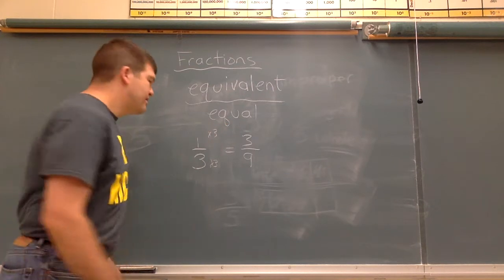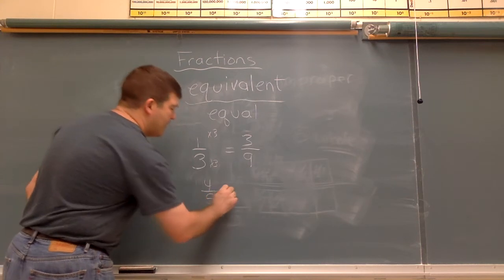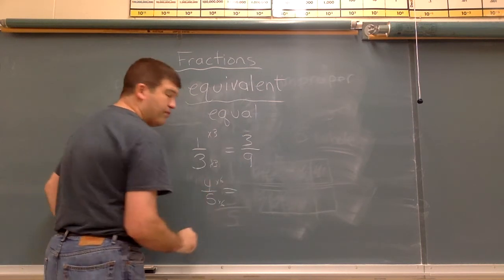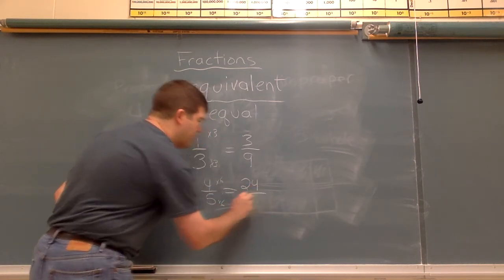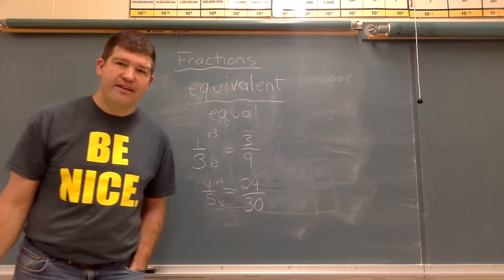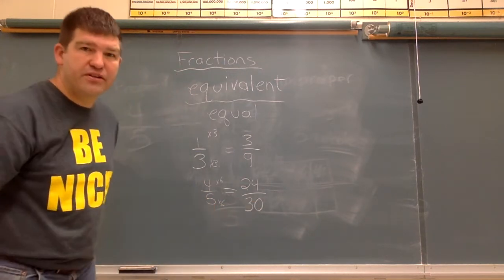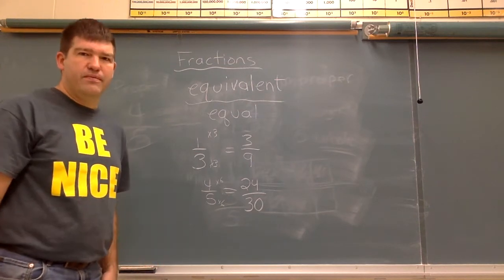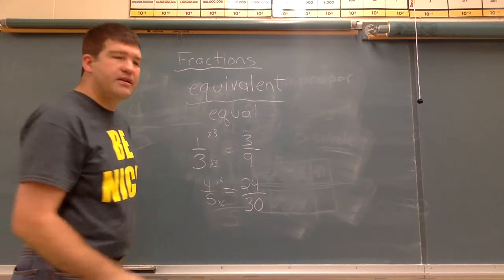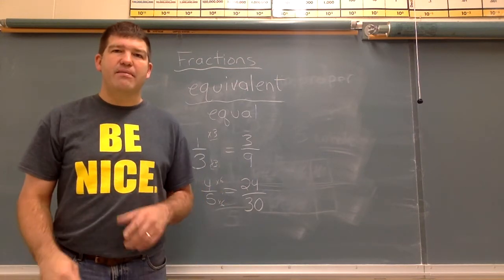Same. So let's do one more. Let's do 4/5. I want to make an equivalent fraction of 4/5. I'm going to do it times 6. So 4 times 6 is 24. And 5 times 6 is 30. 24/30. This fraction is the exact same value as this fraction. Different numbers, but same value. Okay? 1/3, 3/9. Same value, different numbers. All you did was times the top and the bottom by the exact same number.